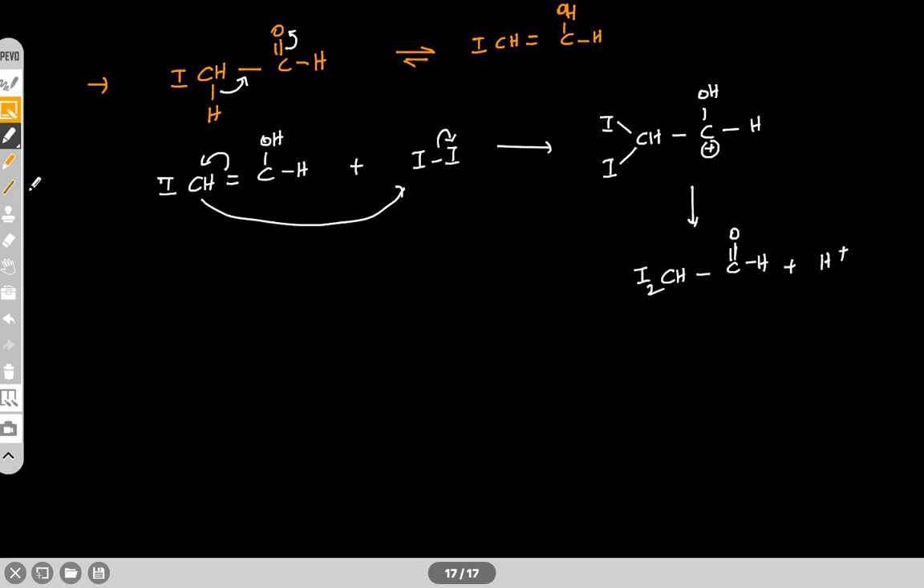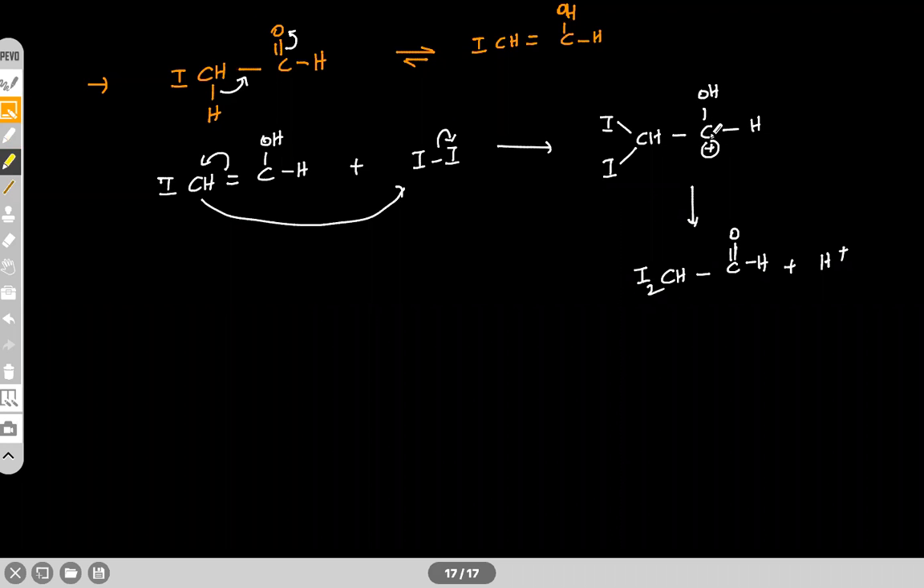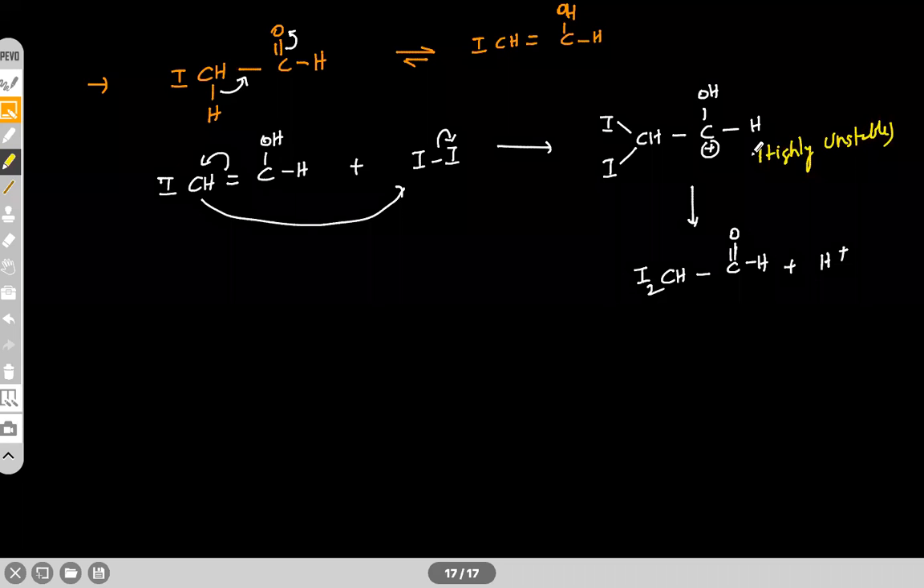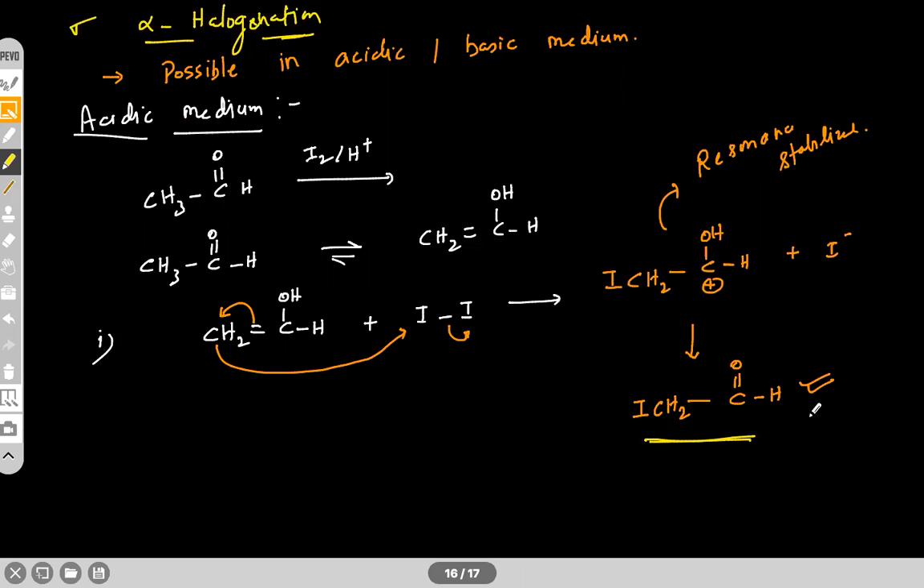But the problem in this particular step is what? That the carbocation that we get here is a highly unstable carbocation. However, we have resonance possible here. But since we have two iodine groups attached, this destabilizes the carbocation. And the rate of this reaction is extremely slow. Hence, we do not consider this reaction. If this is not possible, this is also not possible. So we can consider here that this reaction effectively takes place till this point, which is the alpha halogenation reaction.